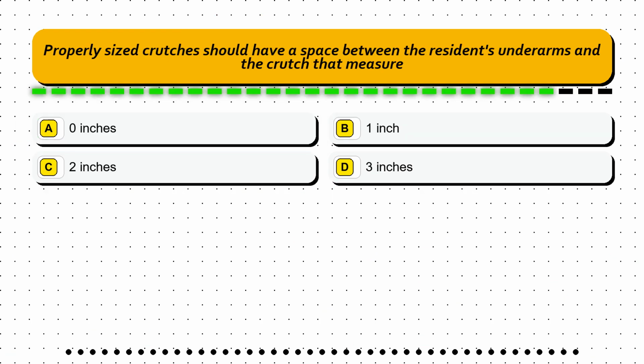Question 14. Properly sized crutches should have a space between the resident's underarms and the crutch that measures: Option A. 0 inches. Option B. 1 inch. Option C. 2 inches. Option D. 3 inches.